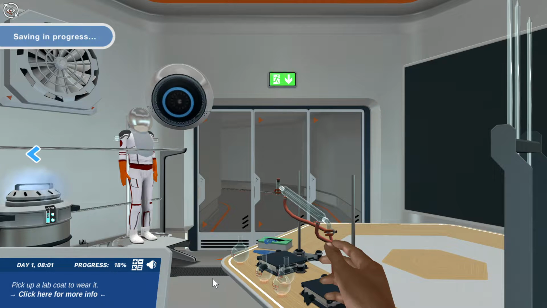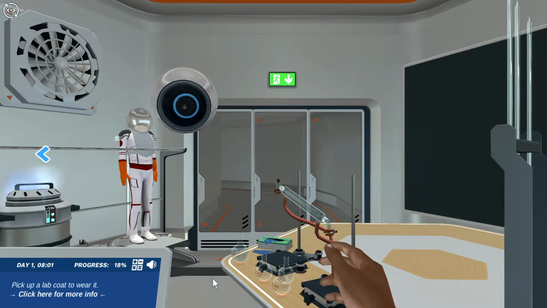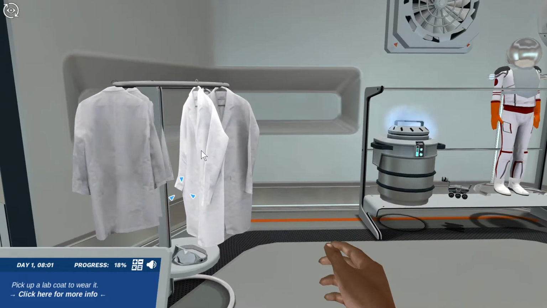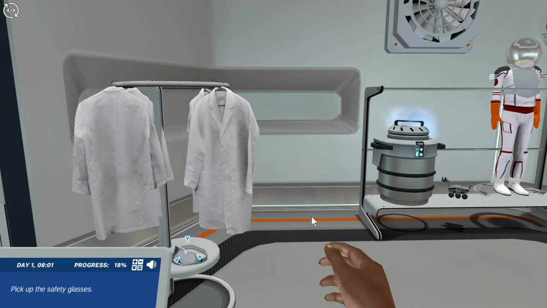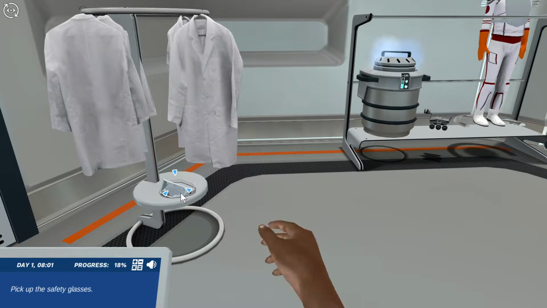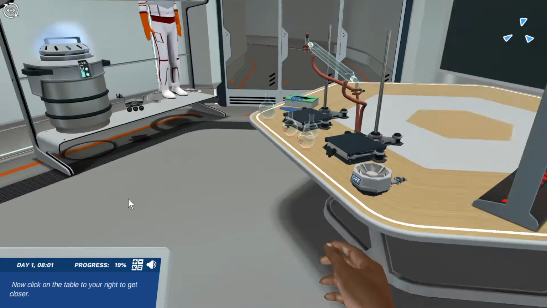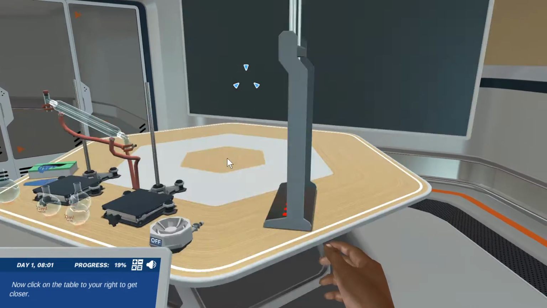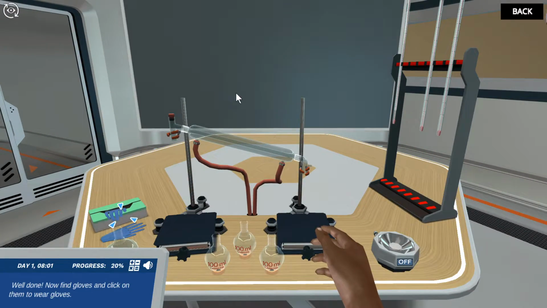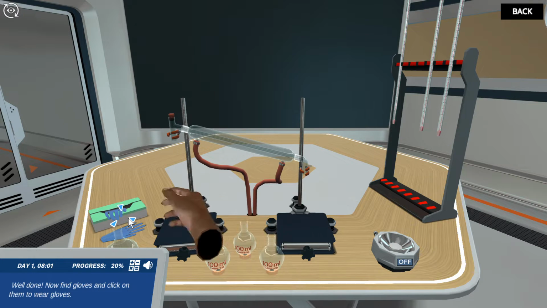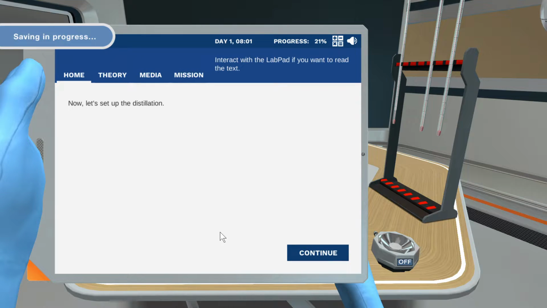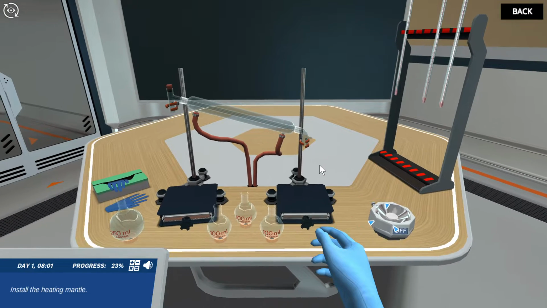Pick up a lab coat to wear it. Pick up the safety glasses. Now click on the table to your right to get closer. Well done. Now find gloves and click on them to wear gloves. Now, let's set up the distillation. Install the heating mantle.